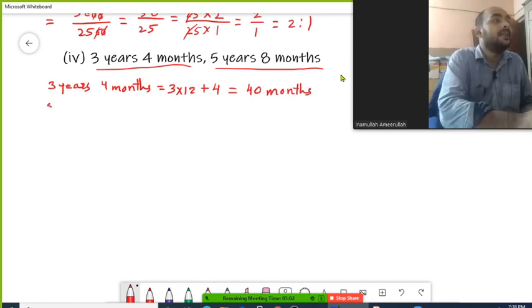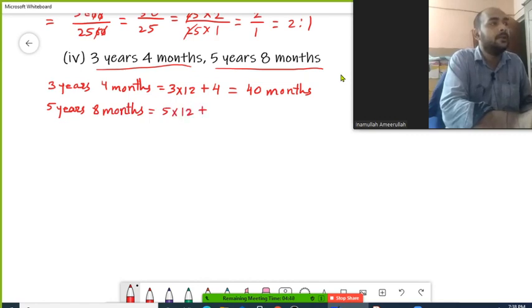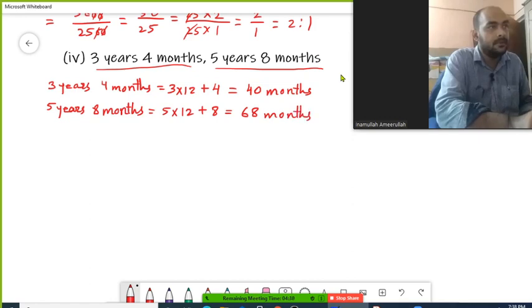And the second quantity is 5 years, 8 months. 5 years, that is 5 into 12 plus 8, 68 months. So this is our first quantity, 40 months, and this is our second quantity, 68 months. We need to find the reduced form.